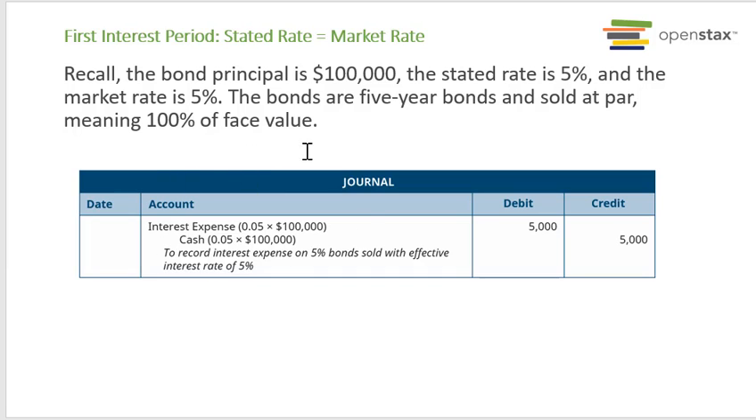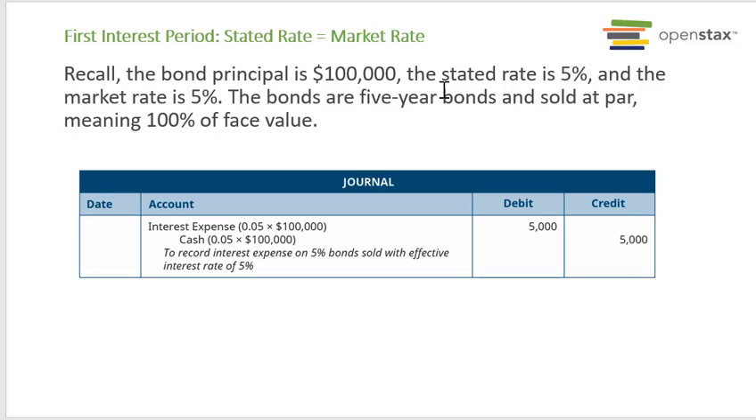And then we have interest paid out on the bond. So this is the same entry no matter what. If you sell the bond at a discount, at a premium, at par, it is always going to be interest expense and cash when you're paying the interest on a bond.